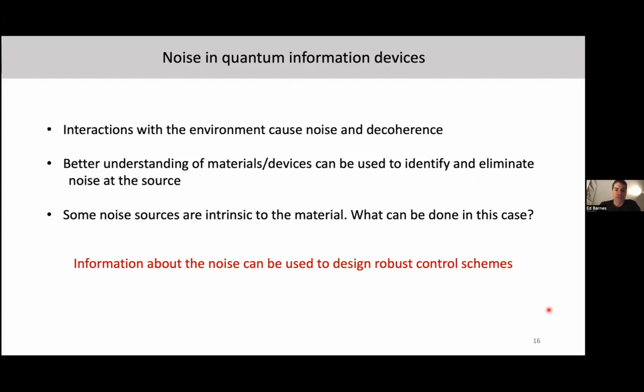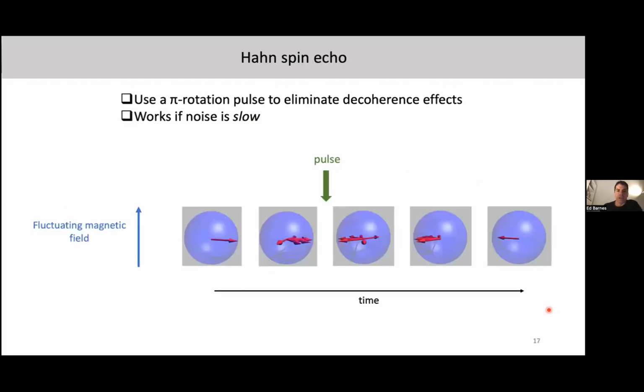So the question here is, how do we design pulse waveforms that can implement target operations while at the same time suppressing noise effects? This is an old idea that dates back to things like Hahn echo, where if you apply a pi pulse around the right axis halfway through the evolution, you can basically reverse the effects of dephasing.